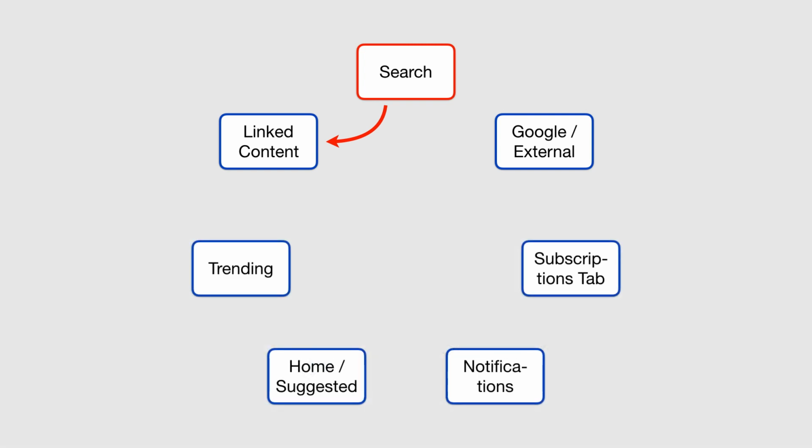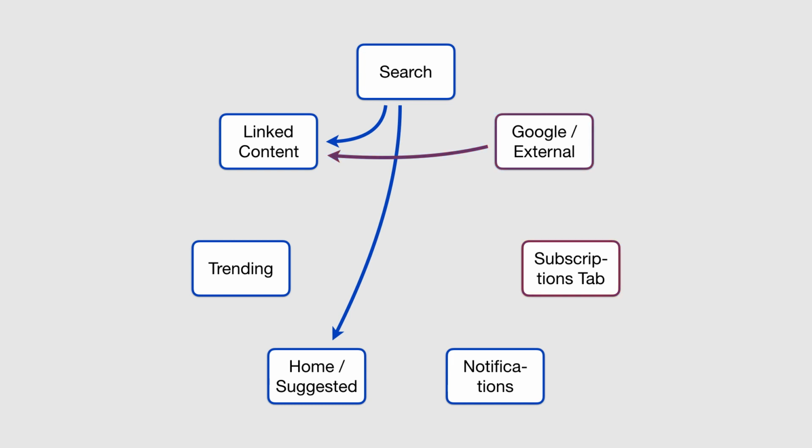By the way, the same is true for home and suggested. YouTube went on record that if a video does well in search, then it has a higher chance to do well in home and suggested too. What this all means is that if you optimize your videos well for search, you not only tap into search traffic, you also benefit from additional traffic on top. Let's look at Google and other external traffic now. If you get that traffic, you can make it count even more with linked content.